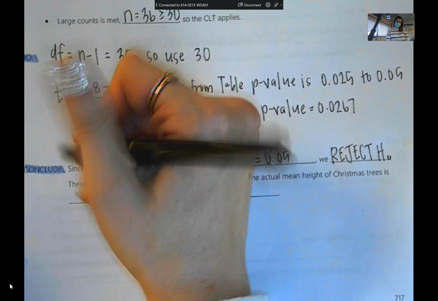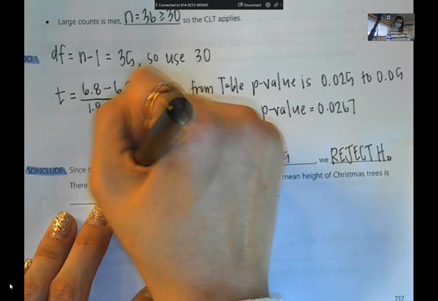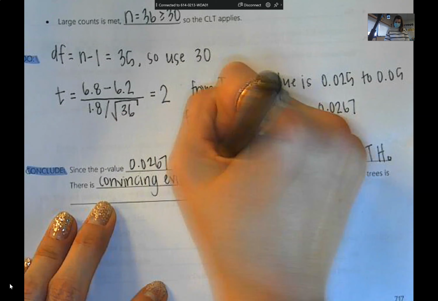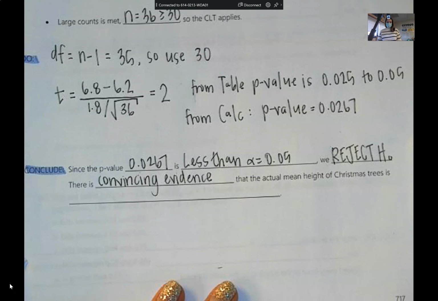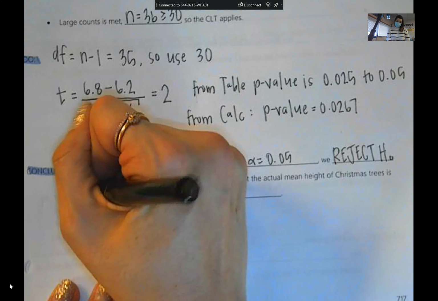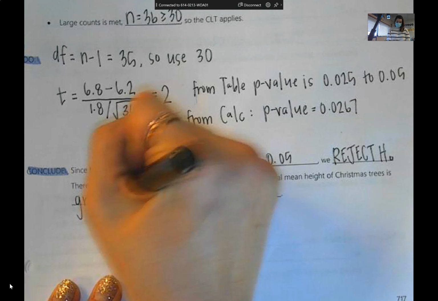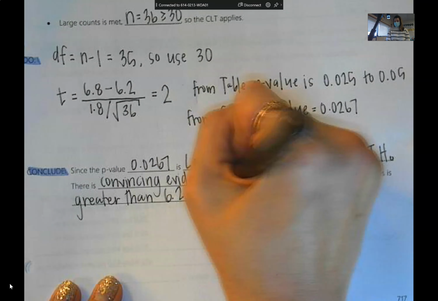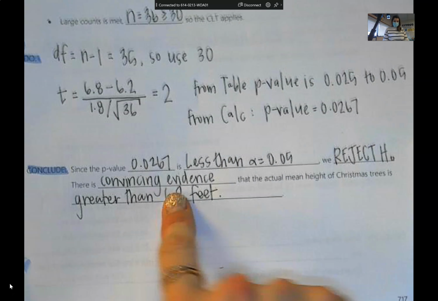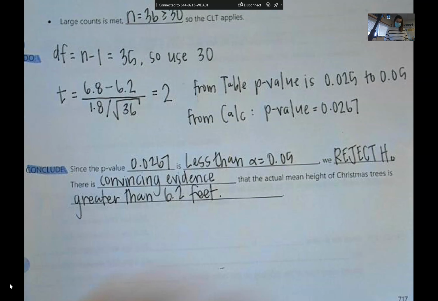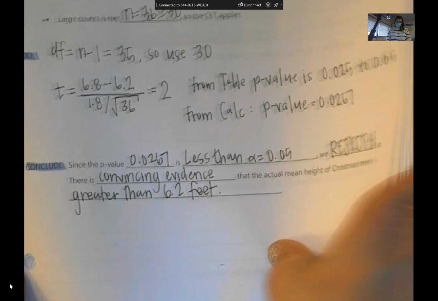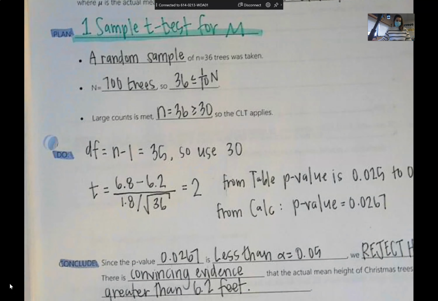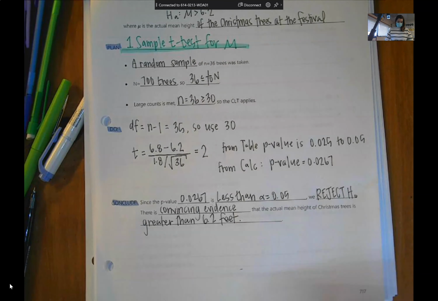There is convincing evidence that the actual mean height of the Christmas trees is greater than 6.2 feet. And this I take from our alternative. So I'm going to highlight those so that they match, just so that I have it for my reference.